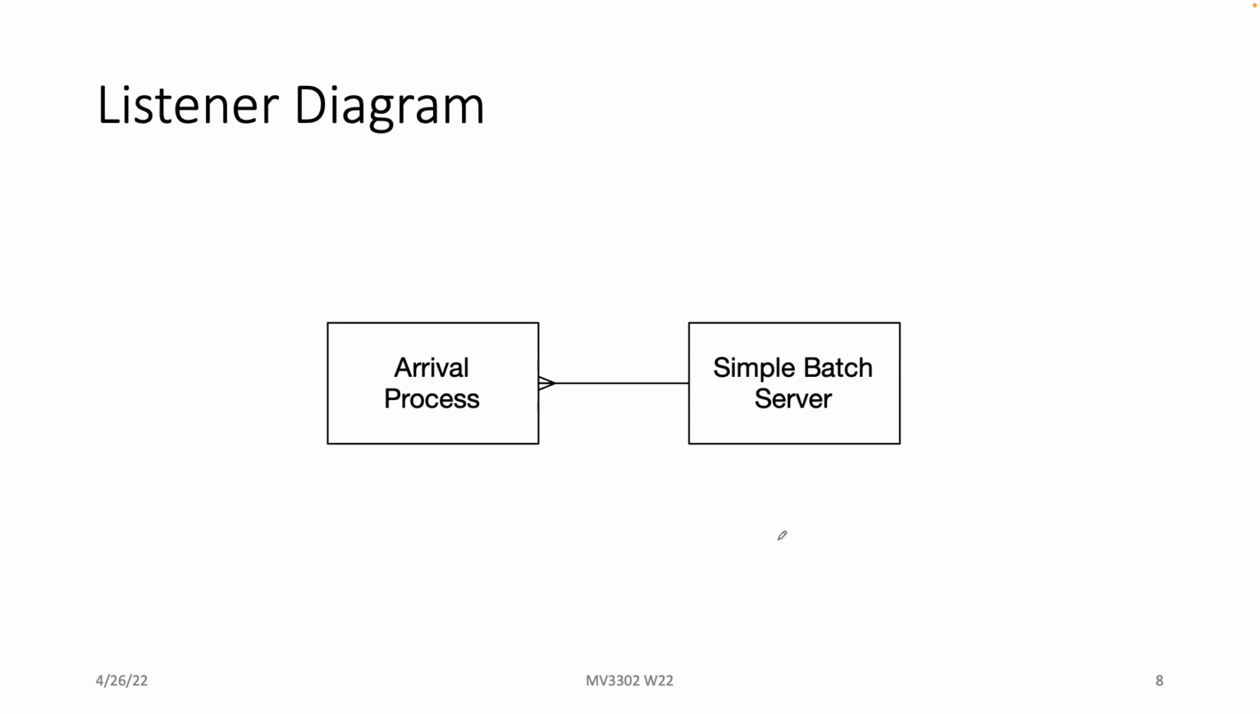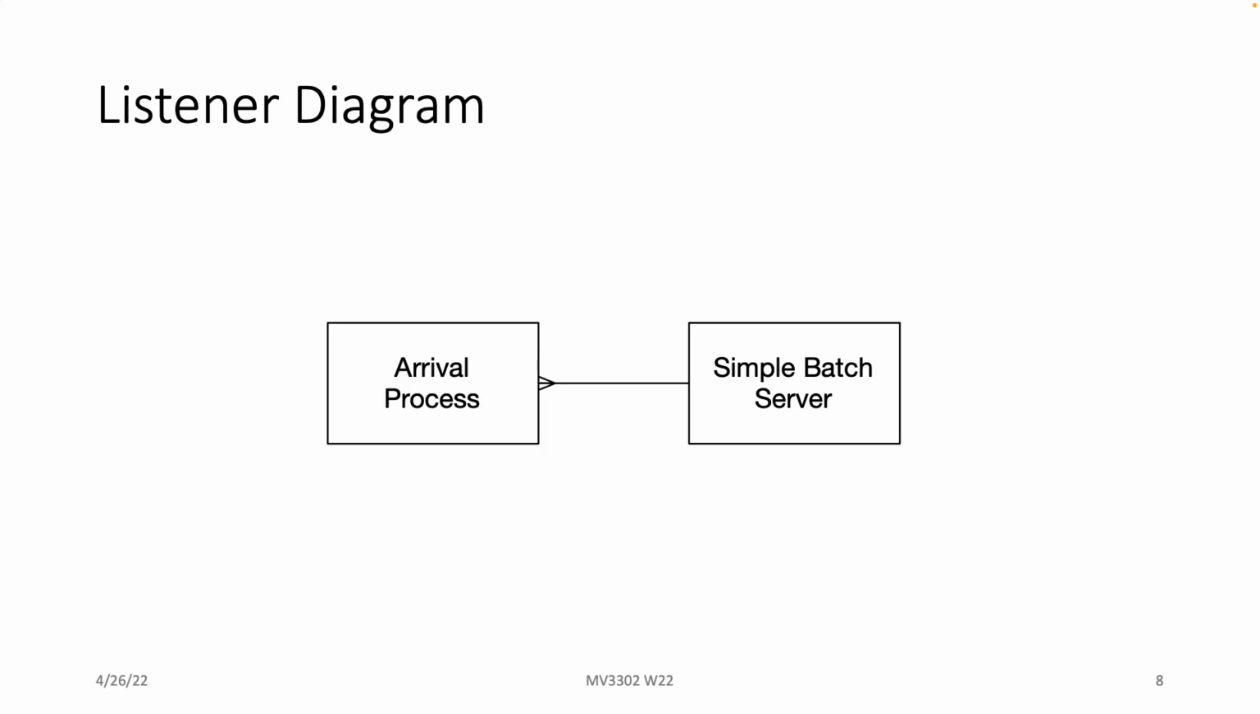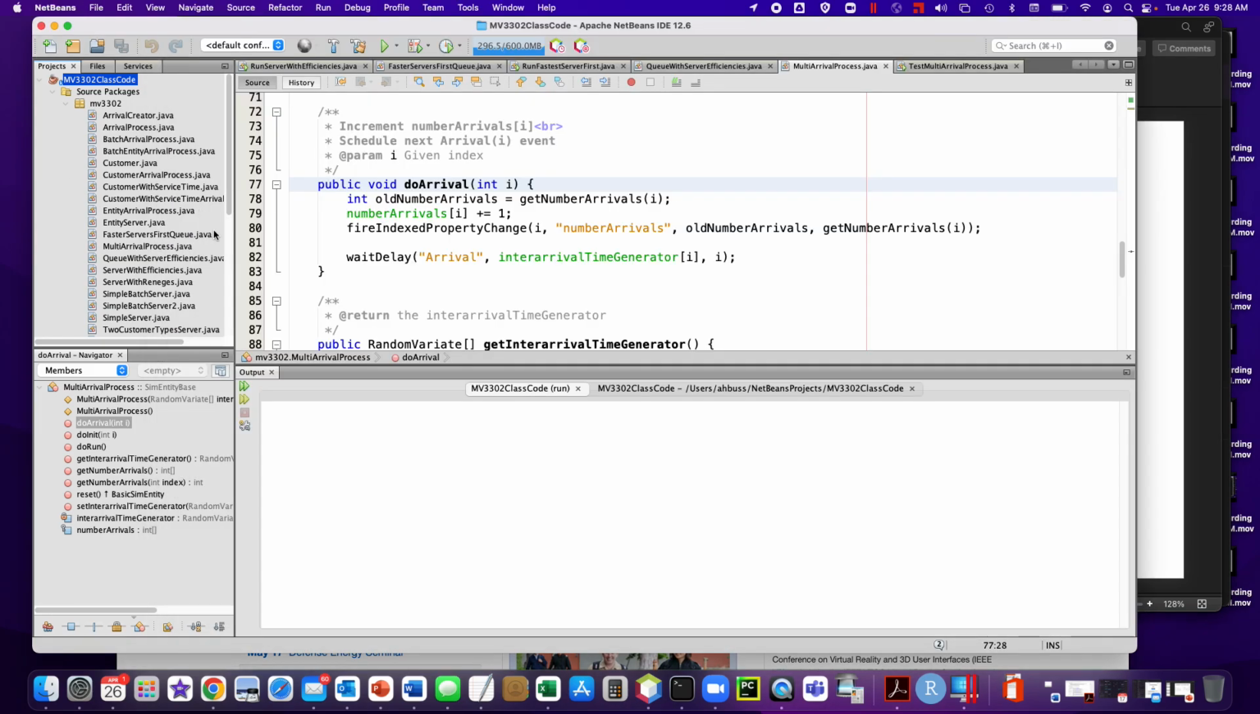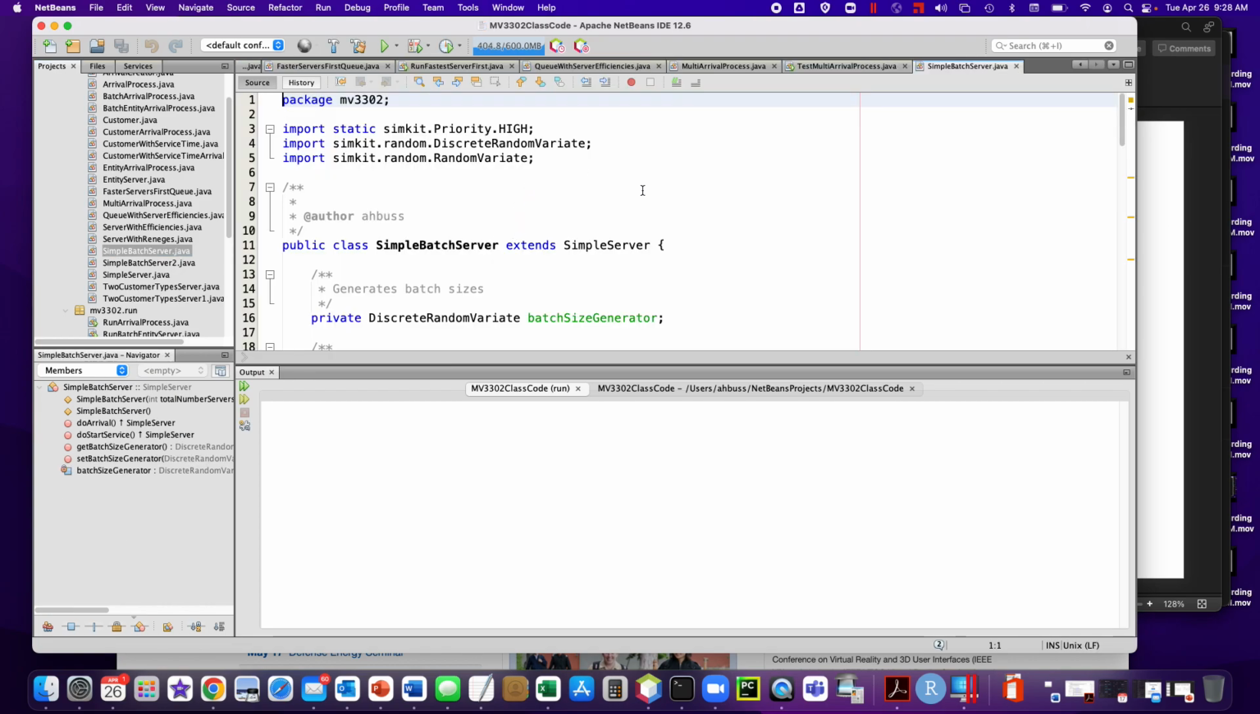Okay, so now we can just listen to a regular old arrival process because we have an arrival event, and if we have one of these, then this arrival event is going to be what's executed, not the other one. So this is the listener diagram for that. That is what I'm calling a simple batch server.